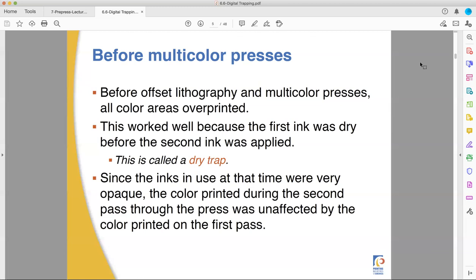And for printing, we overlap the colors we print on press so that if things don't quite line up perfectly, you never get that horrible white gap. That's what trapping is all about.